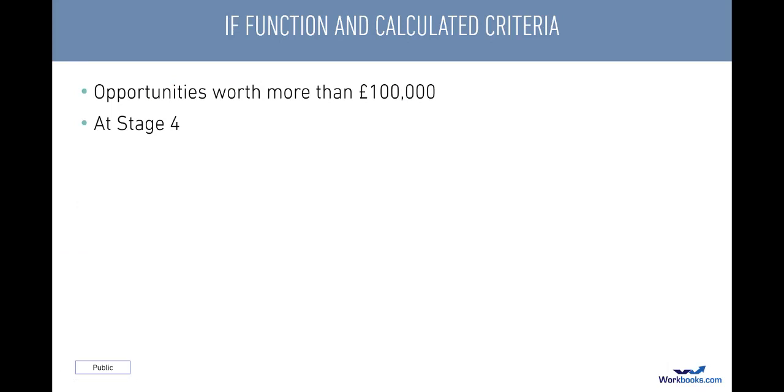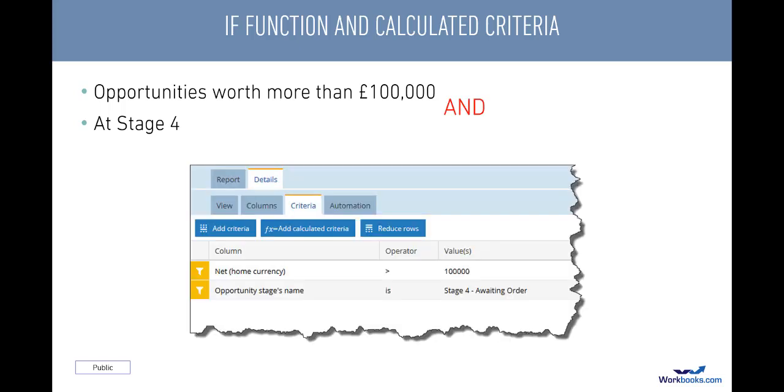Another instance when the if function is really helpful is when you want to use criteria in a report that look for one value or another. Normally when you apply criteria, they're additive. So for example, you might apply criteria saying find me opportunities worth more than £100,000 that are at stage 4. This would return records that are over 100,000, but only if they're also at stage 4.